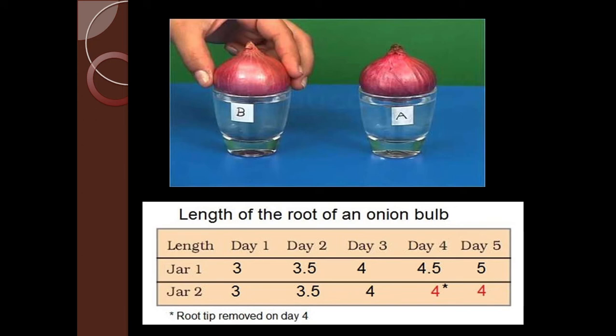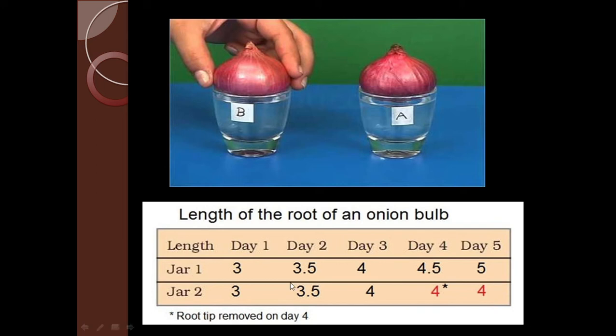Length of the root of an onion bulb, jar 1 and jar 2. See, the same length is observed in both the jars. On day 1, 3 centimeter each. Day 2, 3.5 centimeter and 3.5 centimeter. Day 3, 4 centimeter. See, on day 4, the root tips from jar 2 were removed. So, on day 5, the length of the roots was 4.5 in jar 1, while in case of jar 2 it was 4 centimeter only. On day 6, it was 5 centimeter in jar 1 and 4 centimeter in jar 2 only.